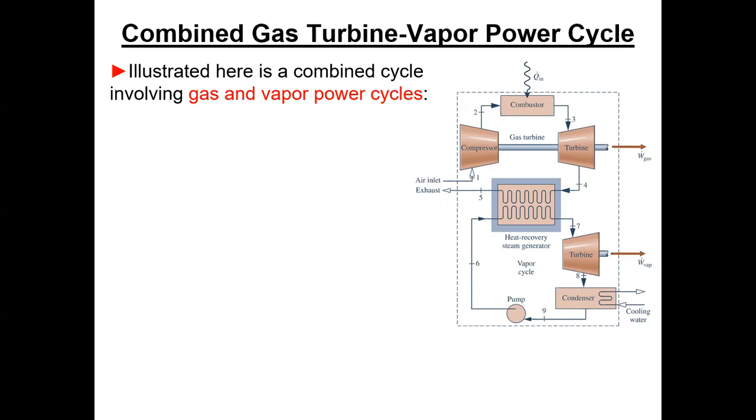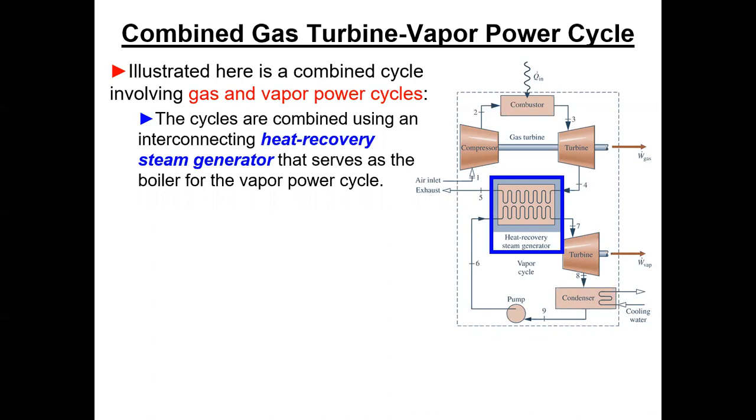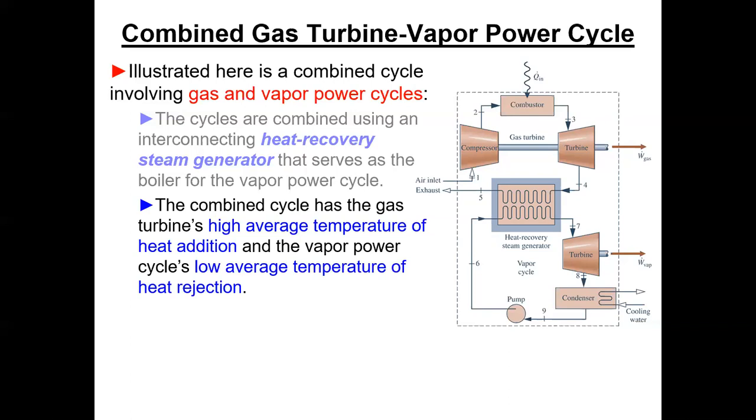Okay. So there you go. It serves as the boiler for the vapor power cycle. And in thermodynamics parlance, vapor implies phase change. Gas turbine cycle implies no phase change. That's why there are different chapters in the thermo book. One is vapor and the other is gas.